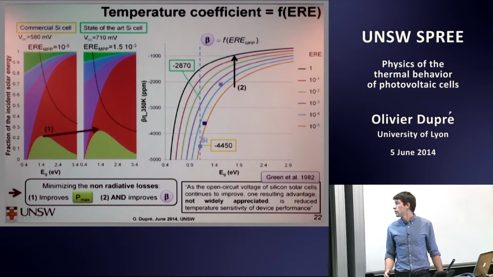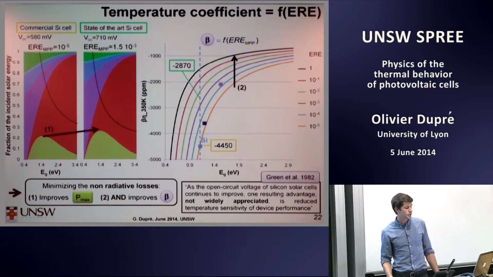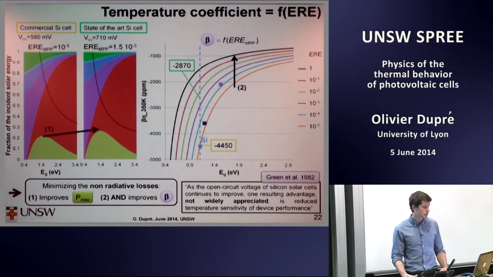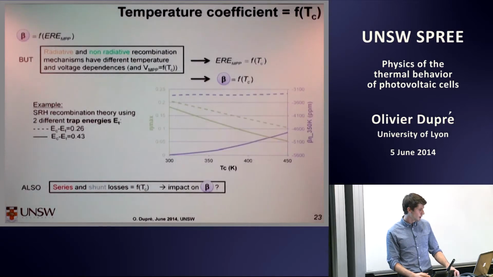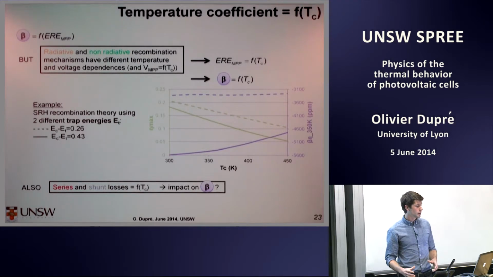As the open circuit voltage of silicon solar cells continues to improve, one resulting advantage not widely appreciated is the reduced temperature sensitivity of device performance. So when the quality of the cell increases, the temperature coefficient of the cell should improve as well. So the temperature coefficient is a function of the ERE.